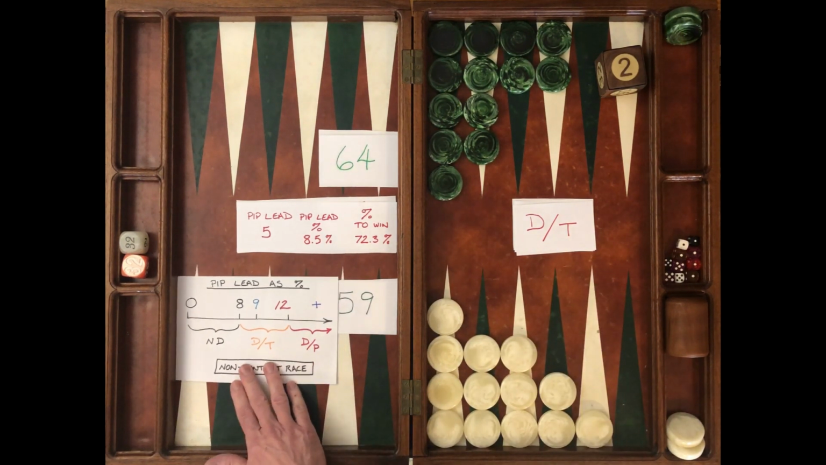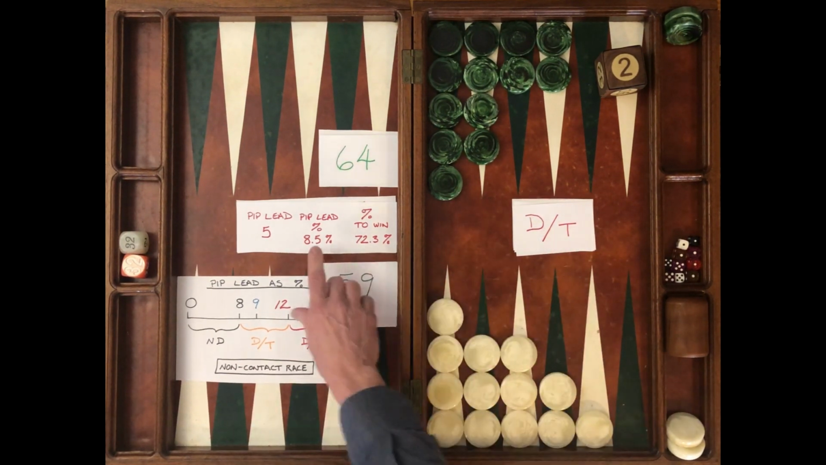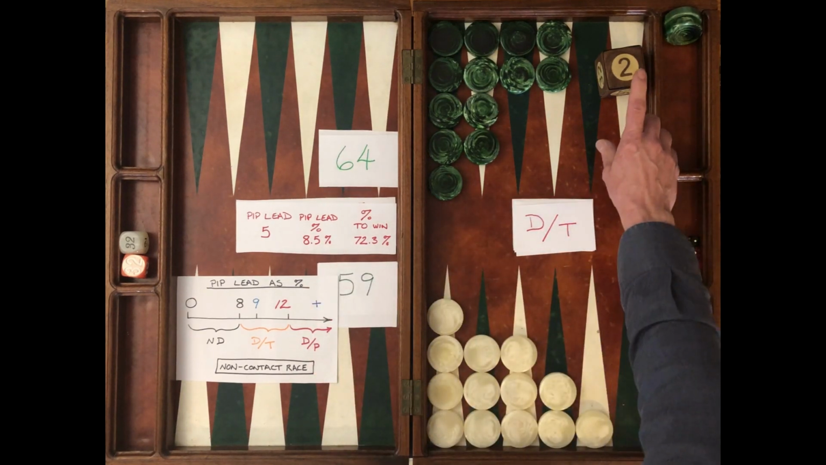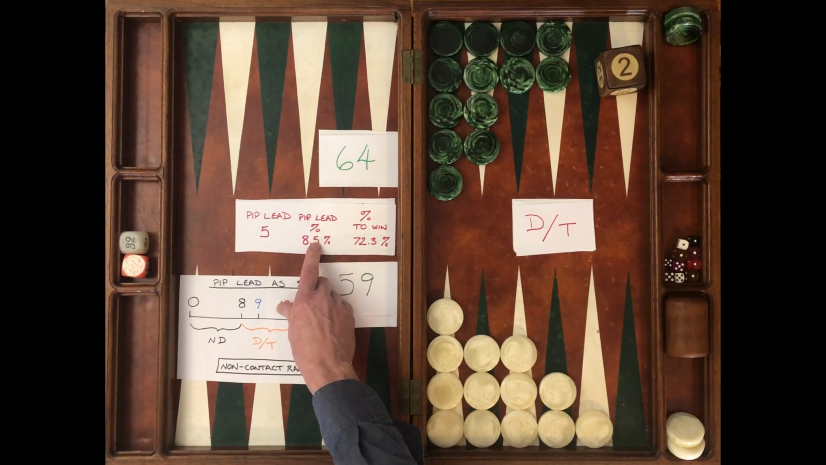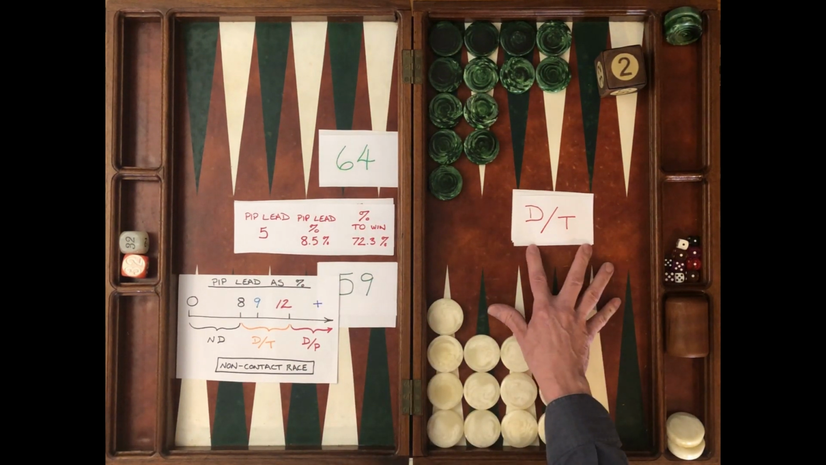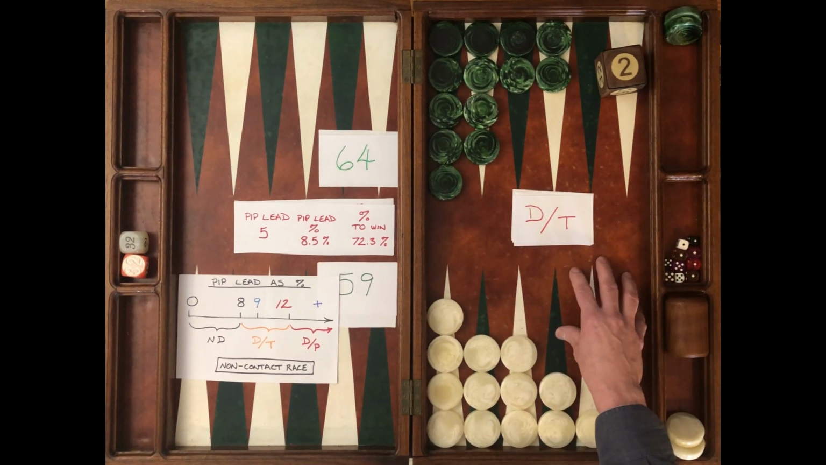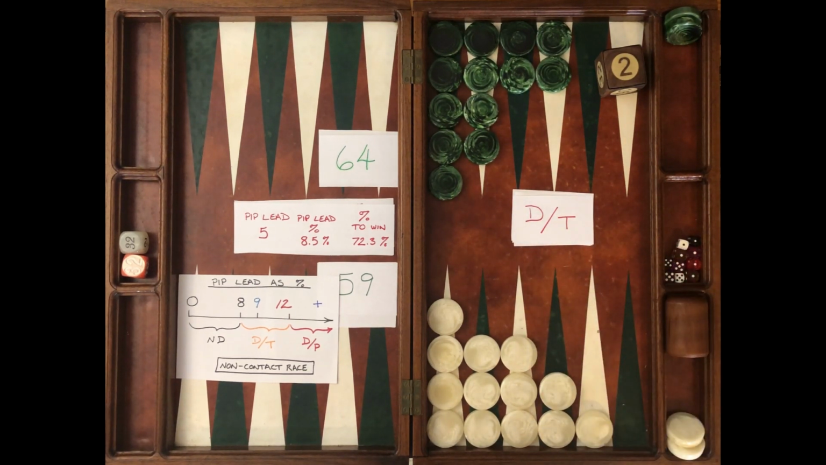And what's important here is you are unable to get this accurately if you're not counting pips and if you're not converting that to a percentage. So that will end our first example. Our second example will be very different and should be an eye-opener for a lot of players.